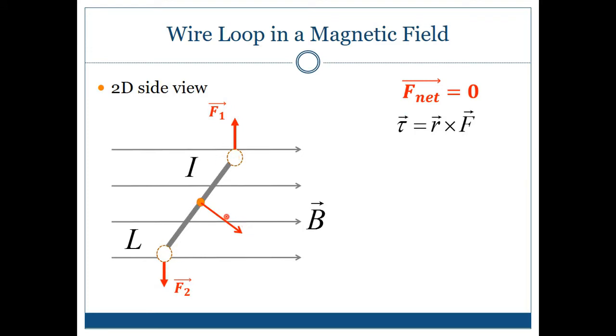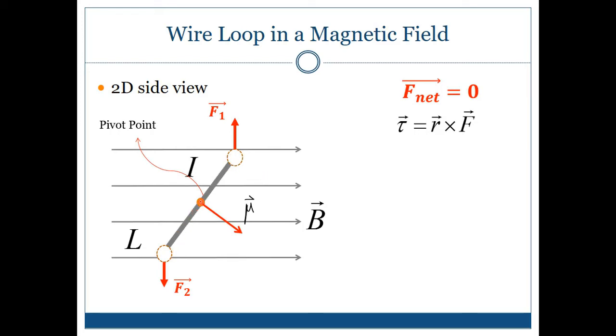And here, the vector that I drew here is our dipole moment for the loop. Here is our dipole moment vector. Because I want to rewrite this torque formula in terms of the dipole moment. So each one of these vectors, F1 and F2, will exert a torque on this loop.